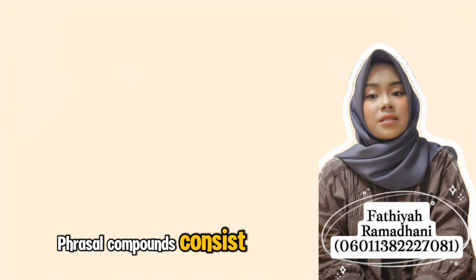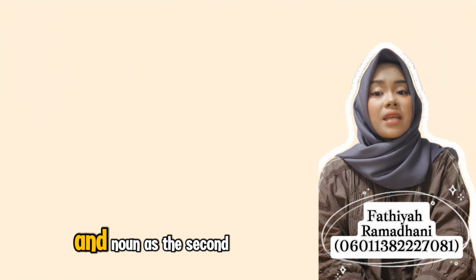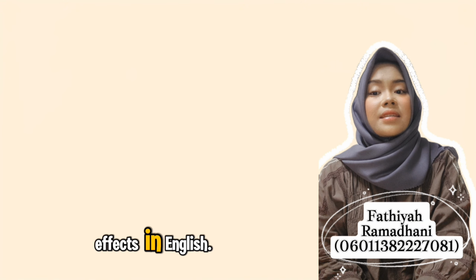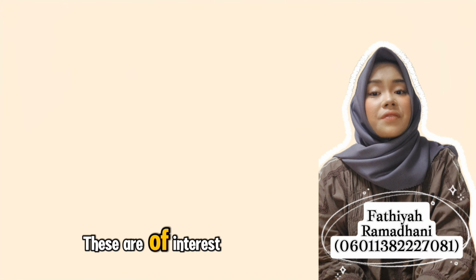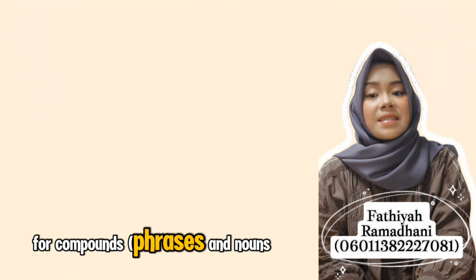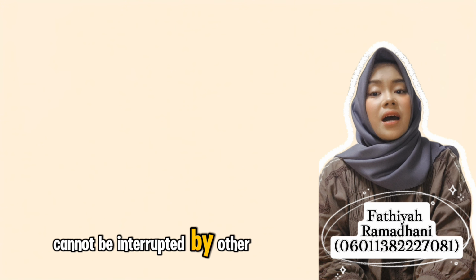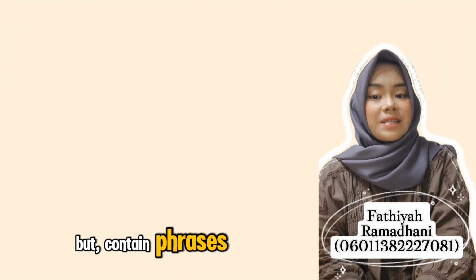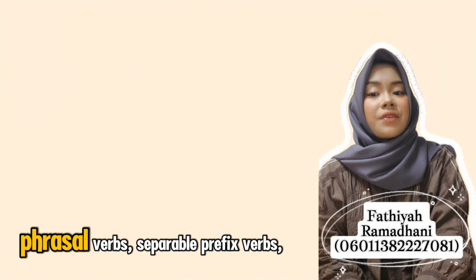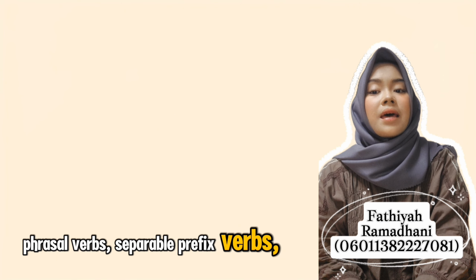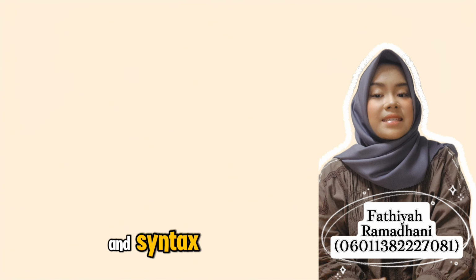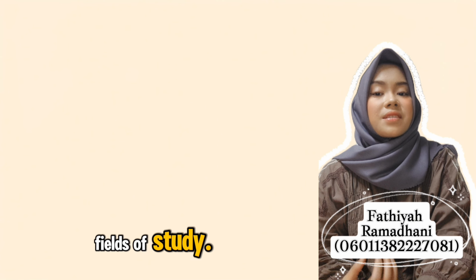Phrasal compounds consist of a phrase as the first element and a noun as the second. For example, stuff-blowing-up effects in English. These are of interest because they meet morphological criteria for compounds. Phrases and nouns cannot be interrupted by other modifiers, but they contain phrases, a typical subject of syntax. Overall, clitics, phrasal verbs, separable prefix verbs, and phrasal compounds challenge the boundaries between morphology and syntax, making them relevant to both fields of study.